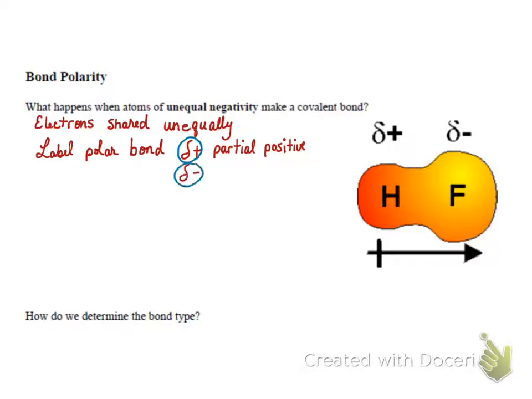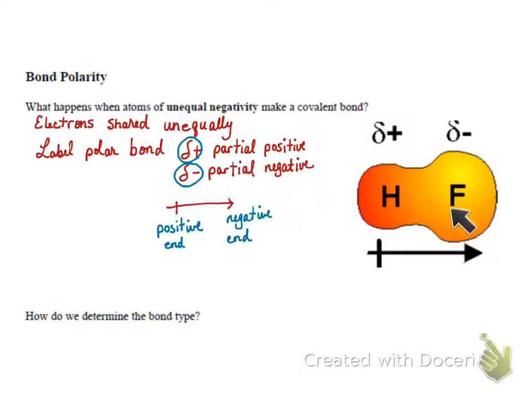And the delta minus is partially negative. In this case, the fluorine gets that one because it holds more of the electrons because it's more electronegative. So think of it as a tug of war where fluorine pulls more than hydrogen does.